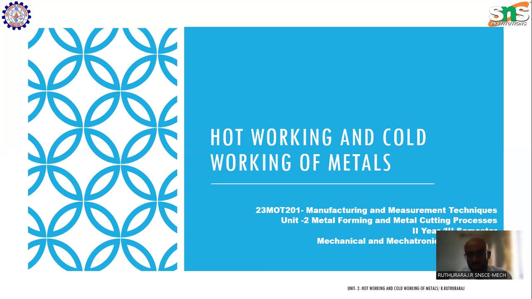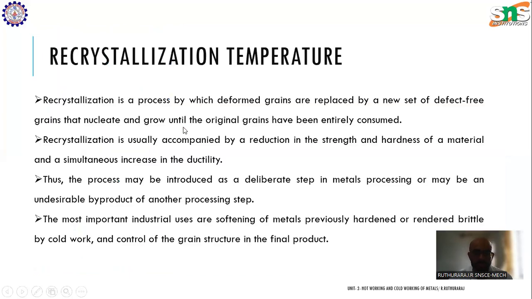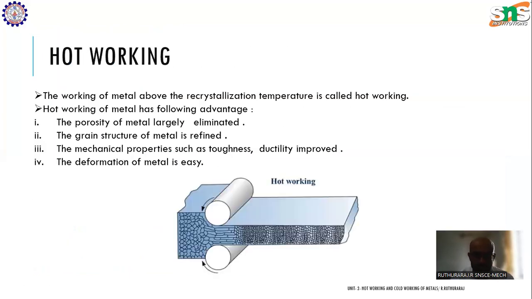So based on the application of heat, that is, whether you are heating the material to recrystallization temperature or not, we can classify the metal forming process into hot working and cold working processes. This figure will clearly give you an idea of the metal working process, particularly the hot working process. As I said, hot working is done at a temperature above the recrystallization temperature.